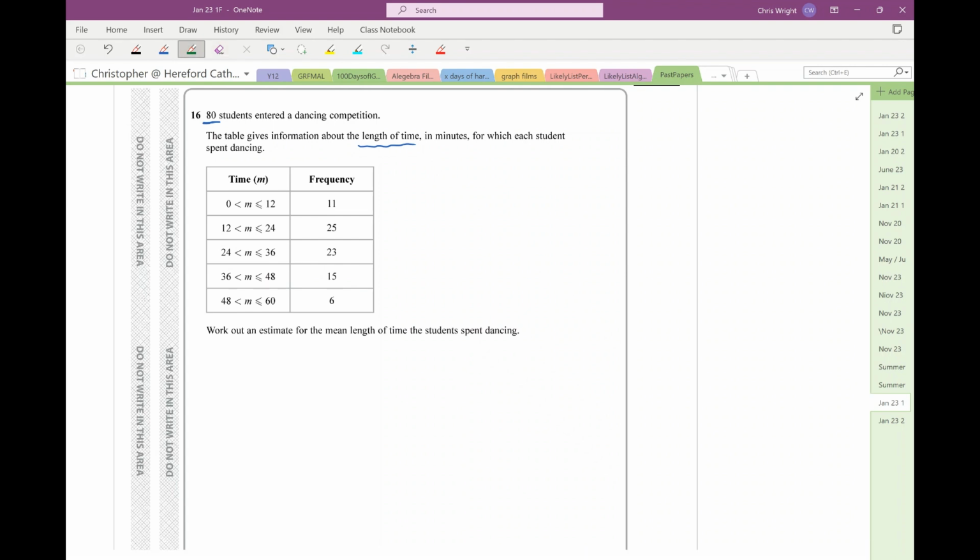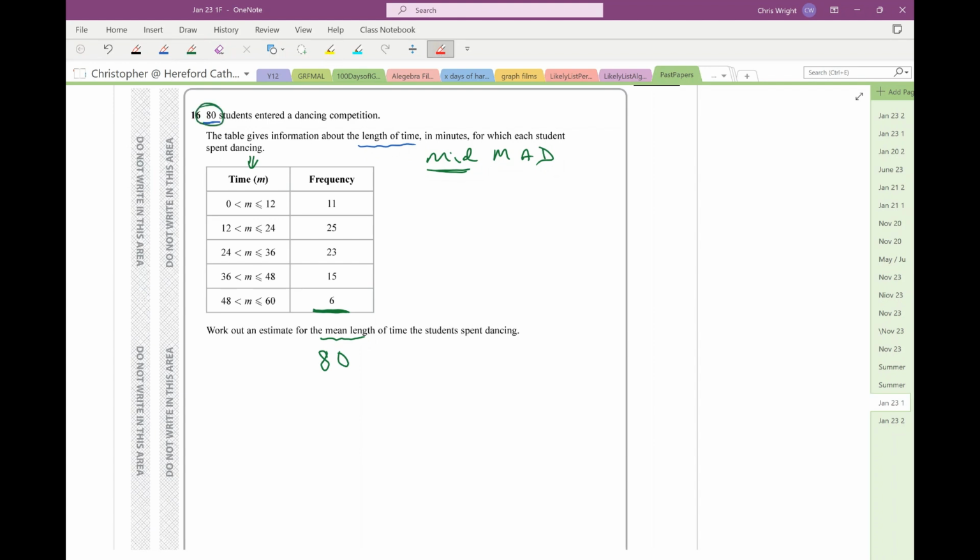Work out an estimate for the mean length of time. So I'm going to do midpoint, multiply, add, divide. I'm going to find the midpoints of the classes here, and then I'm going to multiply, add, and divide. And when I divide, I'm going to divide by the total of the frequencies, which I already know is 80, because there are 80 students.